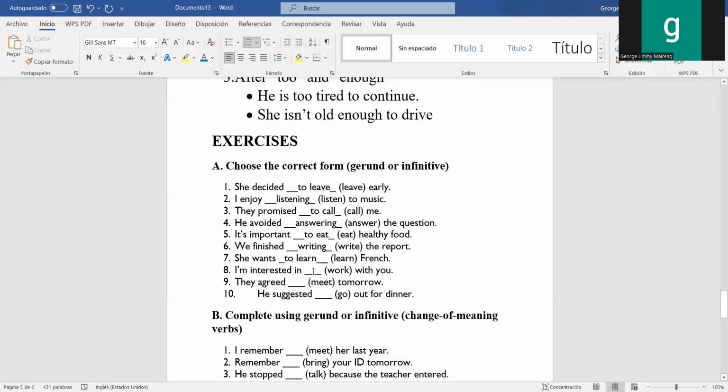Now let's see number eight. I'm interested in, we got working. I'm interested in working with you. They agreed, number nine, they agreed to meet tomorrow, right? And what about the last one, number 10? That's for you folks, okay? So try to analyze, try to make a recap of the session, and try to complete it.